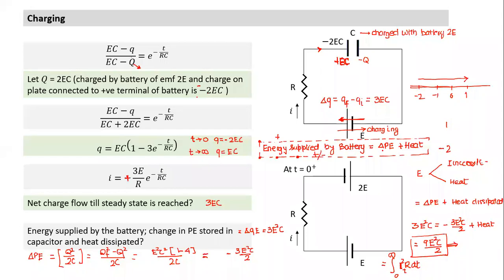How about change in potential energy? This also can be positive or negative. We have understood the sign of energy supplied by the battery can be positive or negative depending on which direction the charge flow takes place. If the charge flow is from negative to positive, this term is positive. If the charge flow is from positive to negative, this term is negative. Similarly, when would delta PE be positive, and when negative? Preetham, can you tell me? Delta PE is potential energy stored in the capacitor.